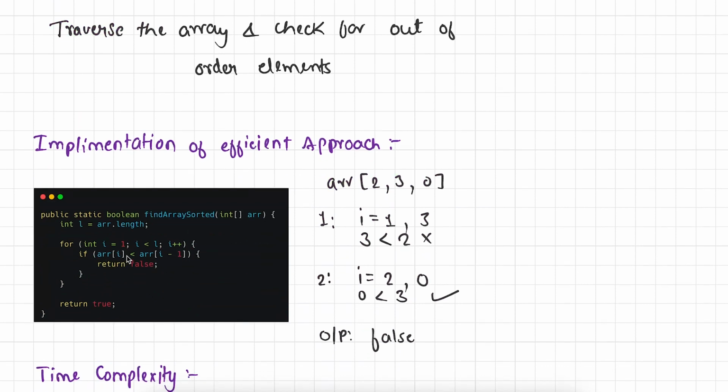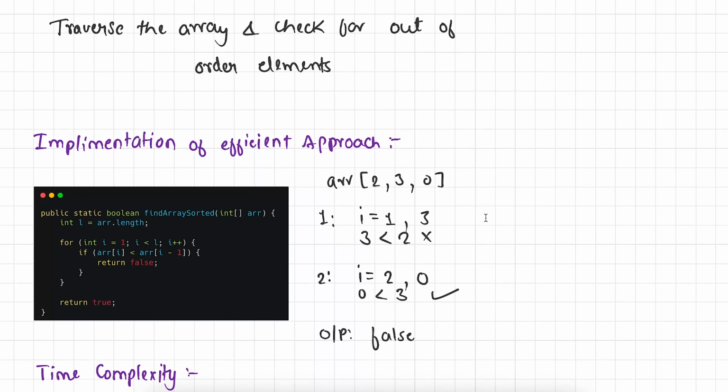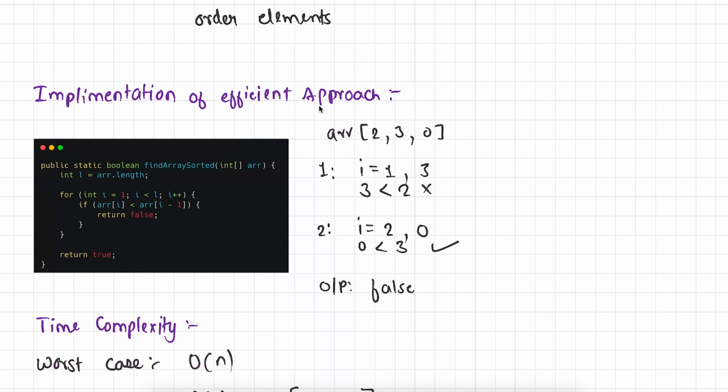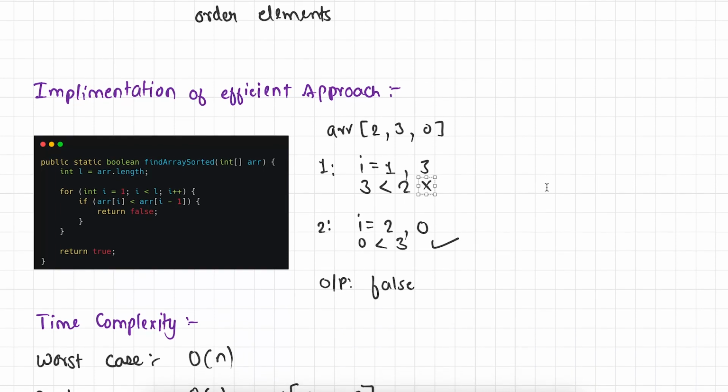So if we never went into this condition, then after completing this loop, we are simply returning true. It means our array is sorted. So let's quickly try to run this code and see how it works. Let's say we have an array of elements 2, 3, 0. In the first iteration, we begin our loop from I equal to 1. At first position, we have 3. We check if 3 is less than or equal to 2, and it is not. So we continue to the next iteration.